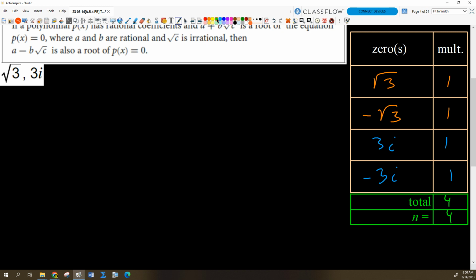So what's going to happen then? If we want to build our polynomial, now here's where it really pays to think about the process before you jump into it, because we can make the algebra a lot easier. So the factor I get from the 0 square root of 3 is what? Everybody, what am I going to get? If square root of 3 is a 0 of my function, what's the factor?